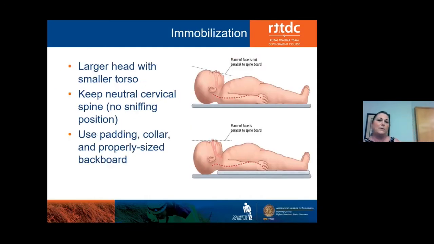When we're talking about immobilization for the pediatric patient, remember that the pediatric patient has a larger head in comparison to their torso. So it's most appropriate to place padding from the neck on down to the feet that allows the neck to straighten and keep a neutral cervical spine. You don't want the pediatric patient in a sniffing position. So the padding is important for this type of patient, and you want to have a properly sized backboard or padding if that's what you're using.